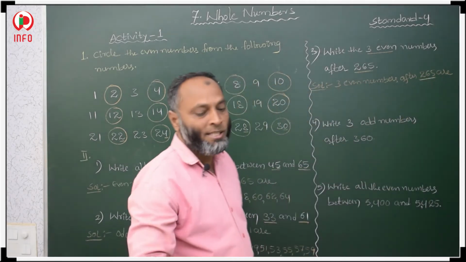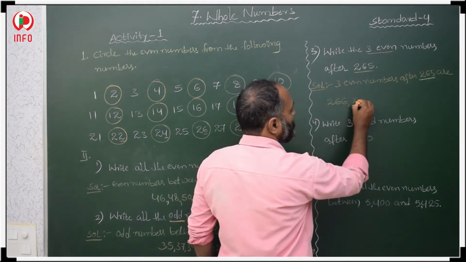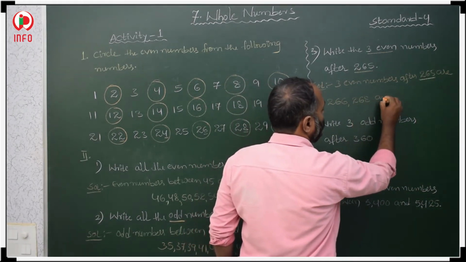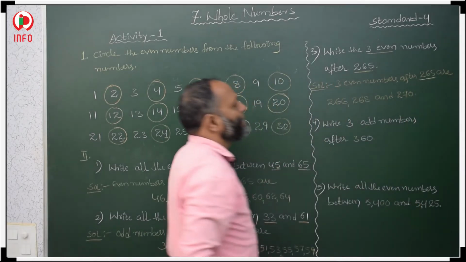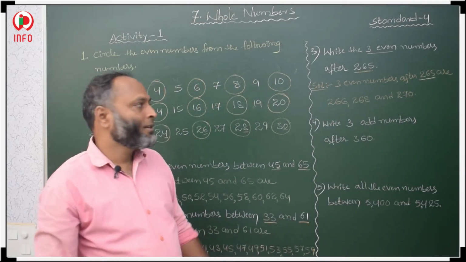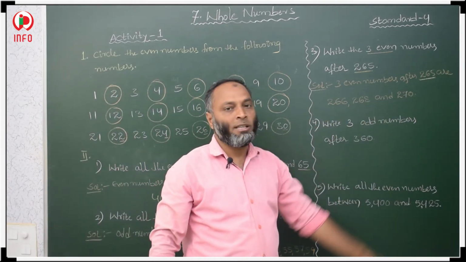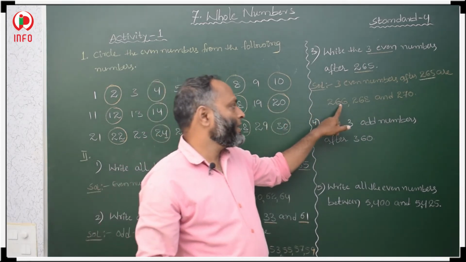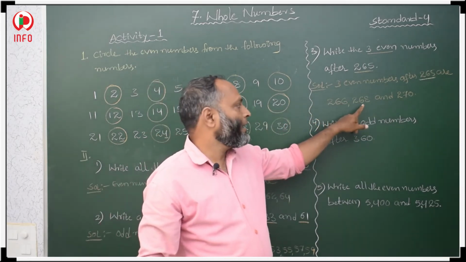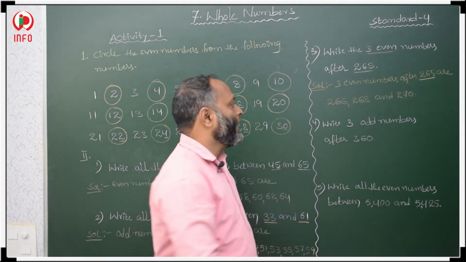Then the very next number is 266, then 268 and 270. These 3 are the even numbers: 266, 268 and 270. 265 is an odd number, the very next number 266 is even, and after that we do skip counting by 2.